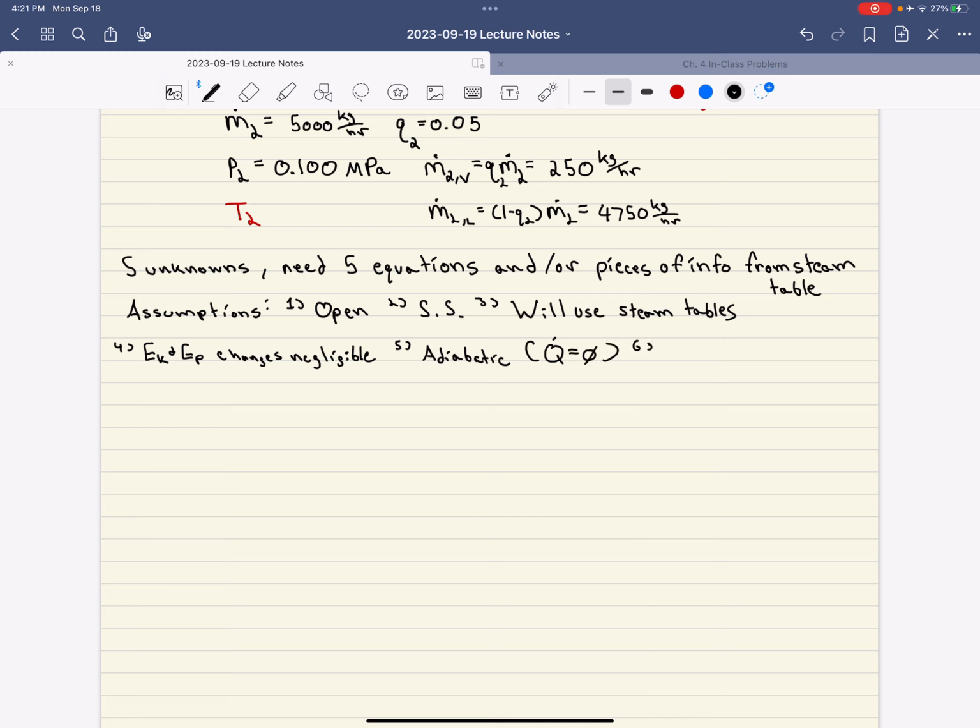Right? And there's no moving parts, even though we're using a mixer, it doesn't really give us any information about any sort of impeller that's strong enough. So we're not going to worry about shaft work either. Okay. Because we're using steam tables, that means our reference conditions are going to be the same reference conditions as the steam table.